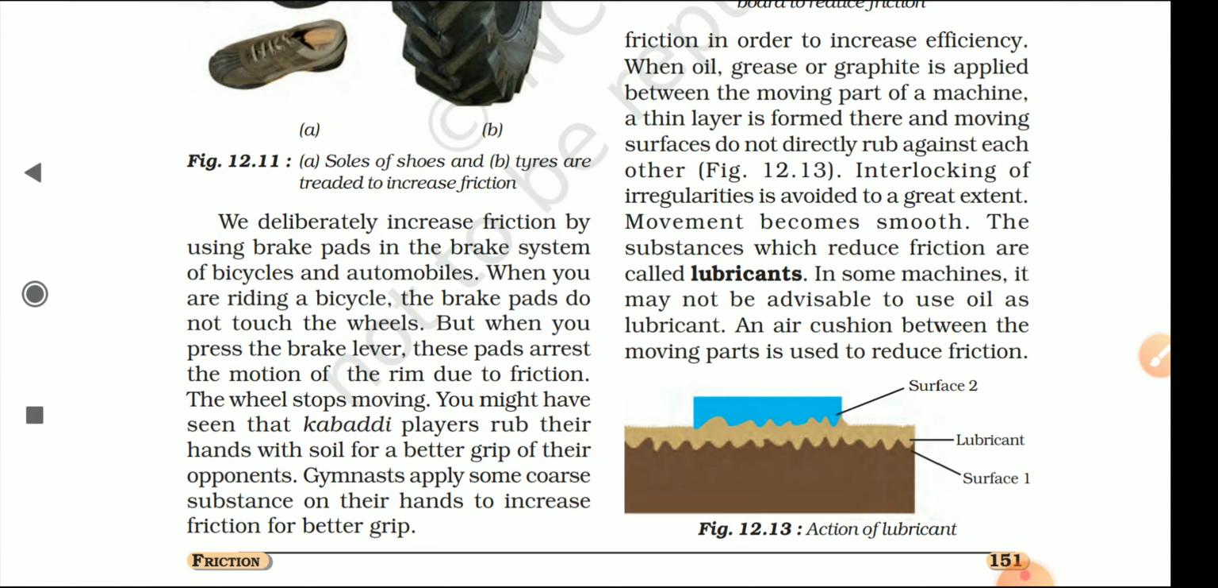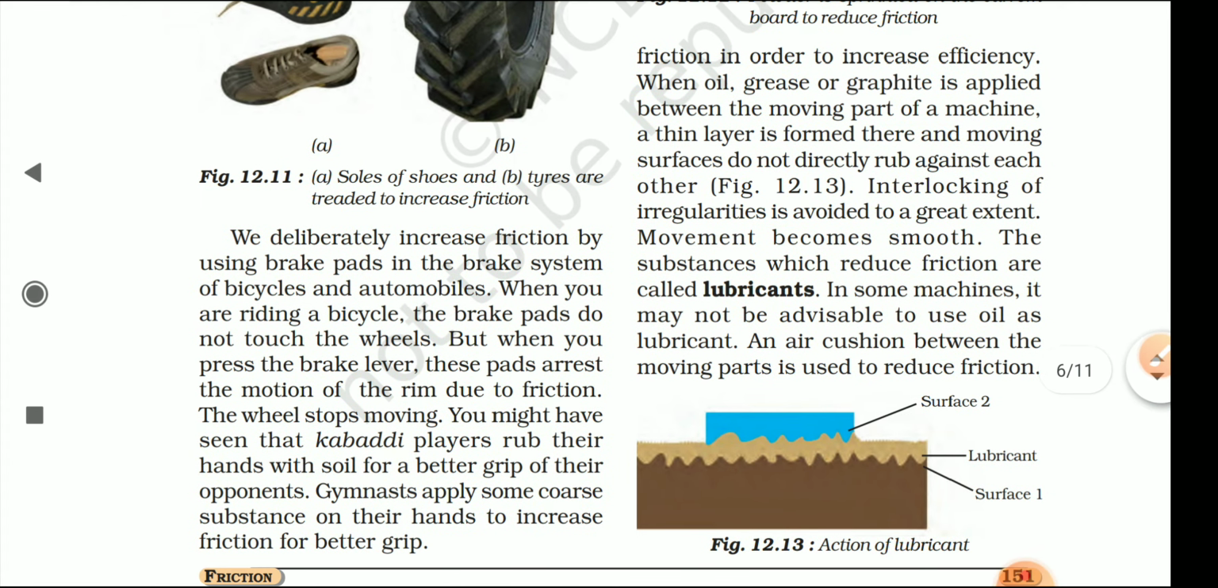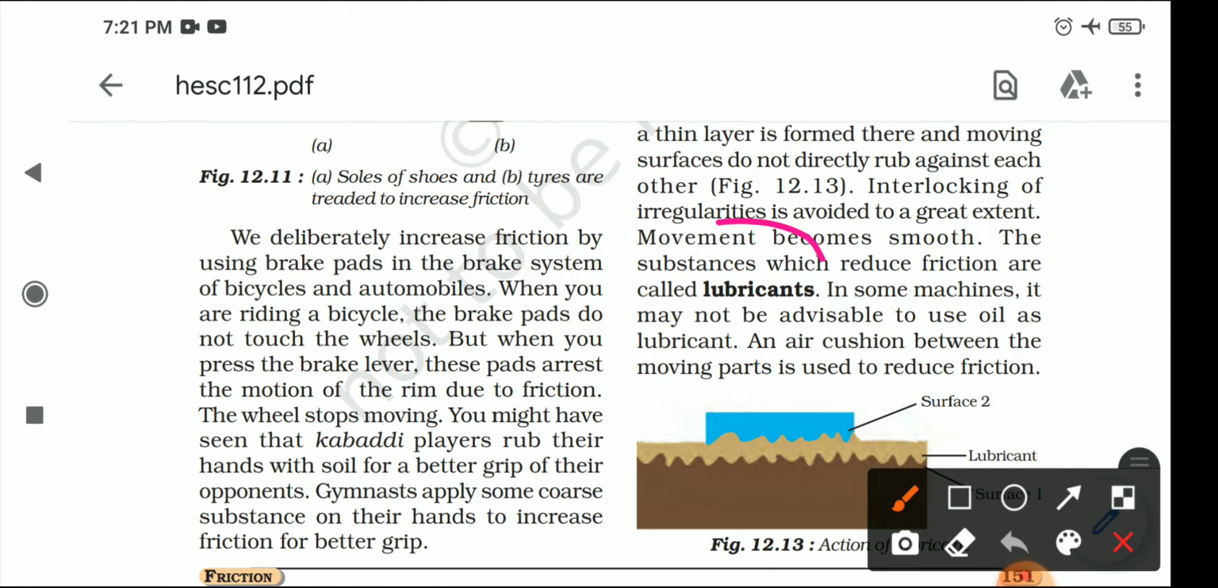Now interlocking of irregularities is avoided to a great extent. Movement becomes smooth. The substances which reduce friction are called lubricants. So what are lubricants? Like grease, oil, these are all lubricants because they reduce friction. The lubricants are the substances which reduce the friction.